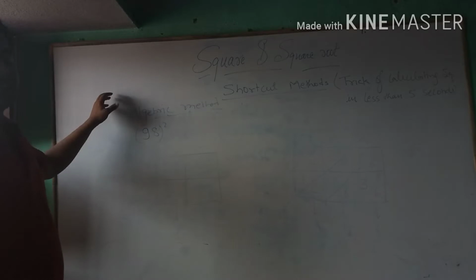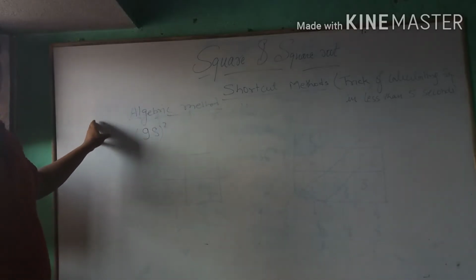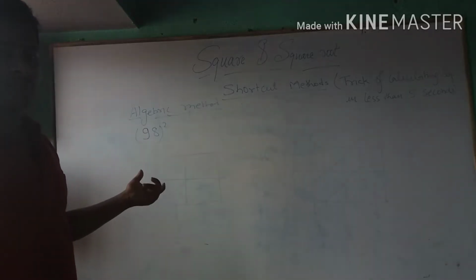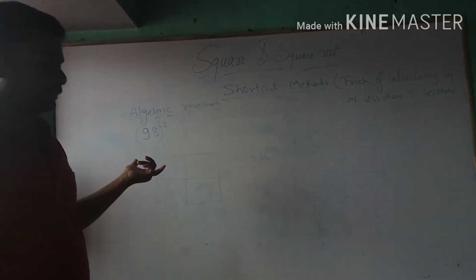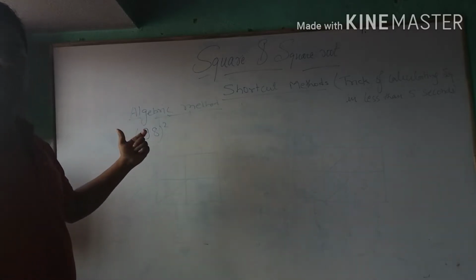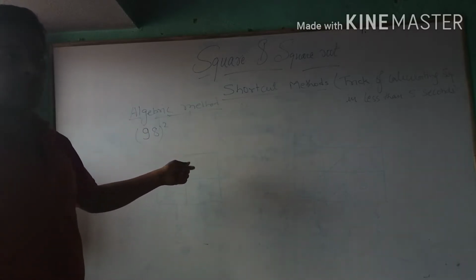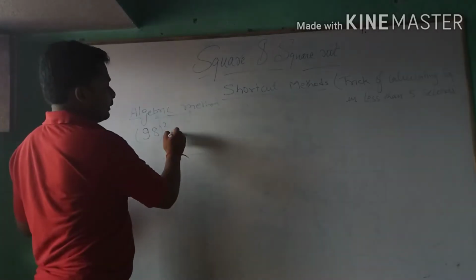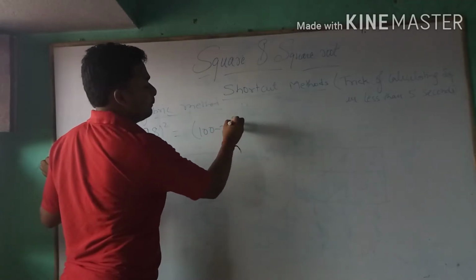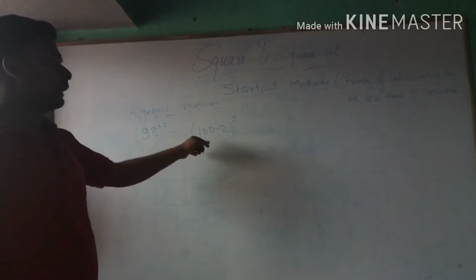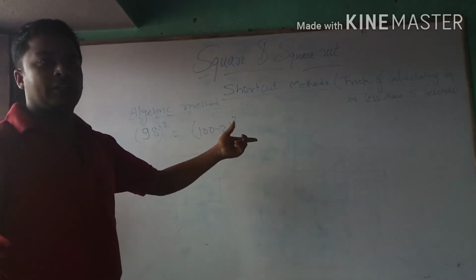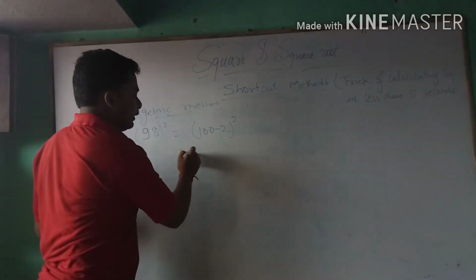The second method is the algebraic method. The algebraic method says that we will change the number to the closest multiple of 10 or 100. Here it is 98. We can write it as either 100 minus 2 or 90 plus 8. For our calculation, it is easier to write 100 minus 2. And we know that (a minus b) whole square is equal to a square plus b square minus 2ab. We will use that formula.